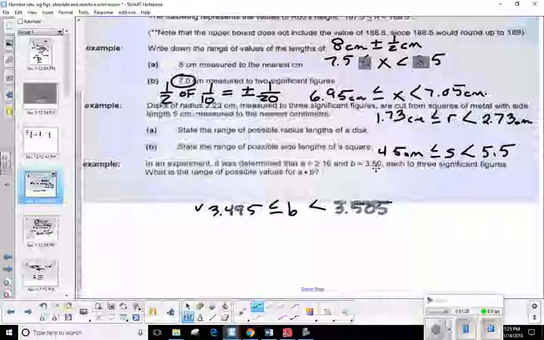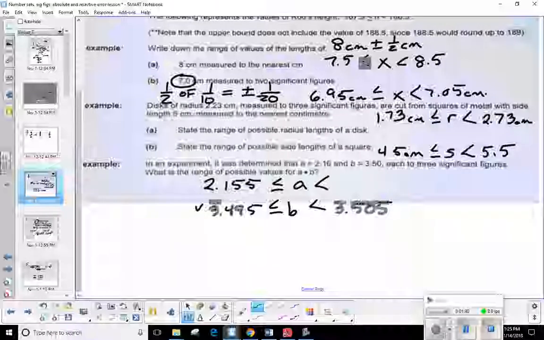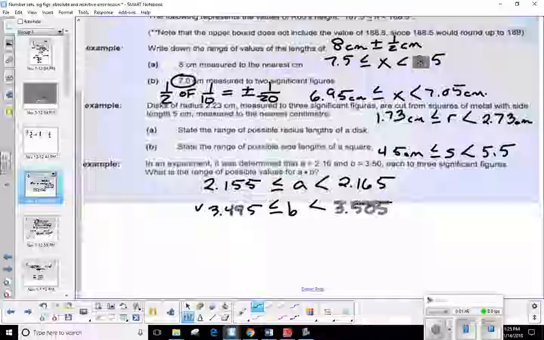What is 2.16 if I were to subtract 0.005? 2.155, less than or equal to A, which is less than 2.16 plus 0.005. 2.165. There we go. And now to get the range for the product, I'd multiply these values. We didn't have to do those on the other ones because there were no decimals, so we didn't have to worry about multiplying by the decimal place. Is everybody okay with that? Okay, so that was my fault. Got that corrected.